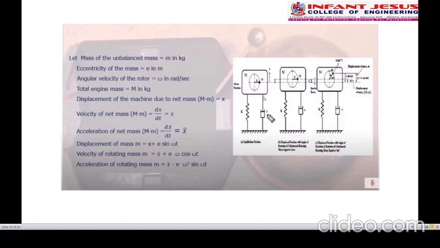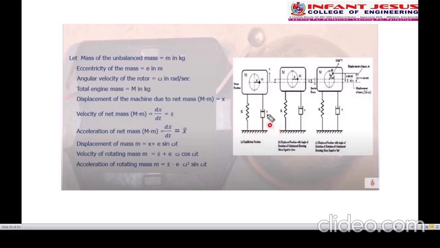So the same is shown in this figure 1 also. The equilibrium position: the total mass of the system, the machine, is capital M, and the unbalanced mass is small m, and the eccentricity is small e. Then the stiffness of the spring is K, and the damper coefficient is C, and this spring and damper is fixed to the ground.